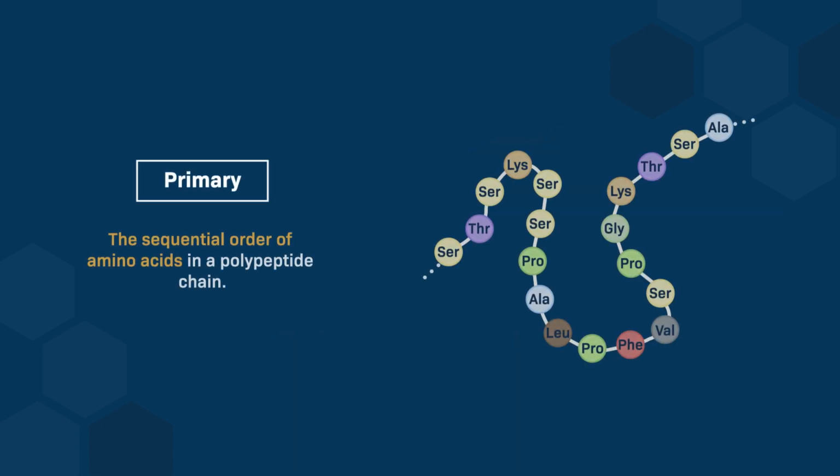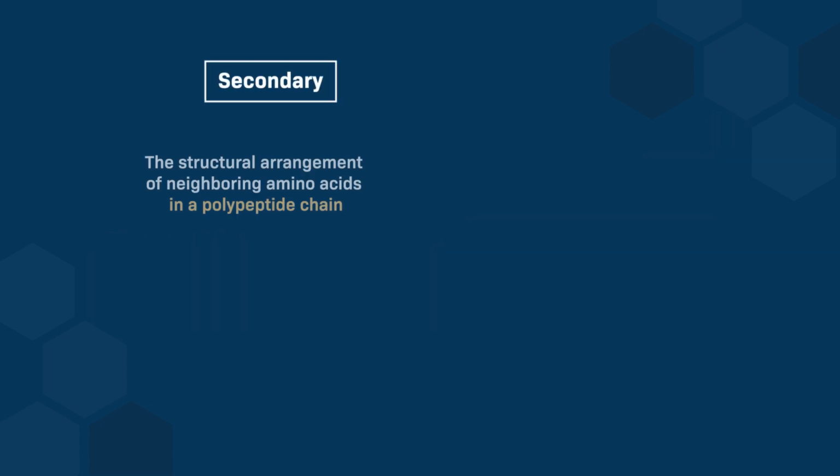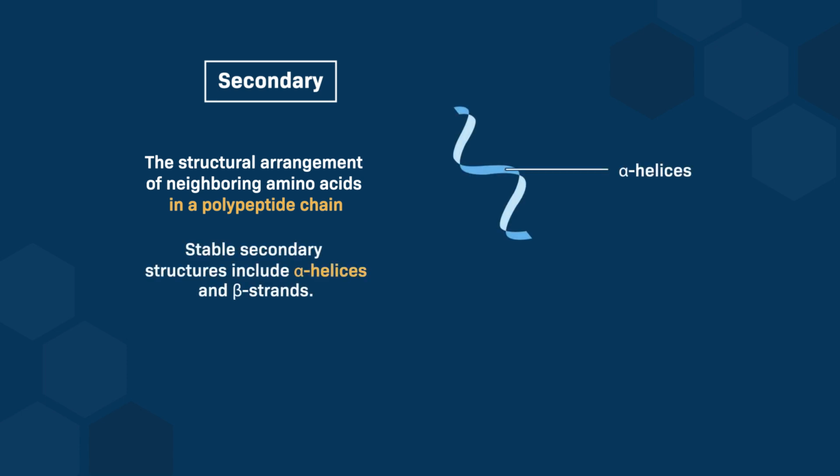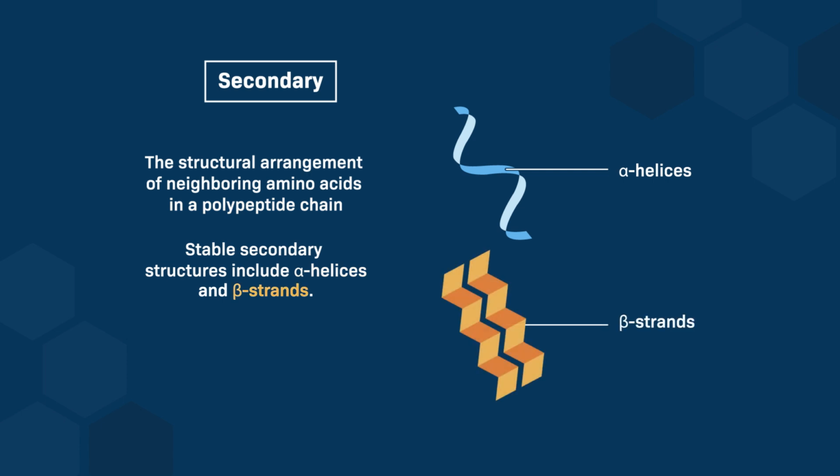The primary structure of a protein is defined as the sequential order of amino acids in a polypeptide. The secondary structure is the structural arrangement of adjacent amino acids in a polypeptide chain. These stretches of amino acids form stable secondary structures such as alpha helices or beta strands, denoted with the Greek letters α and β. Usually, secondary structures are connected to each other in a polypeptide chain by many unstructured loops of amino acids.